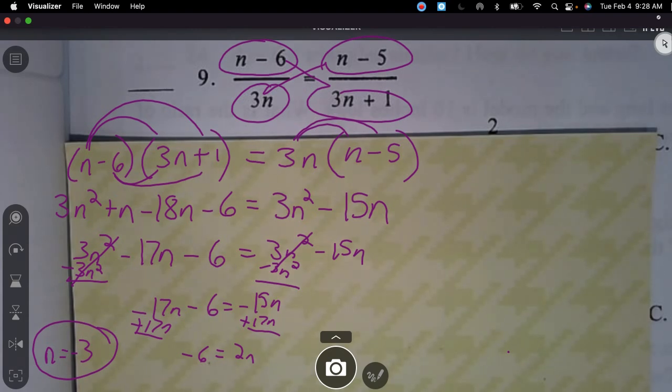That would be your Photomath, or whatever other app it is. You're not going to use that on your test, so make sure you know how to do all this.